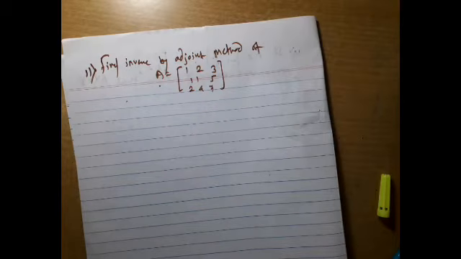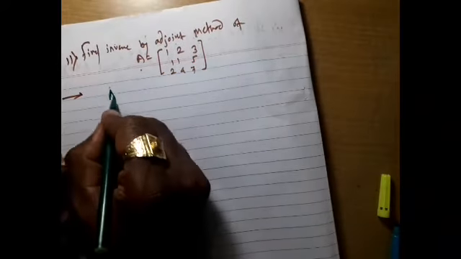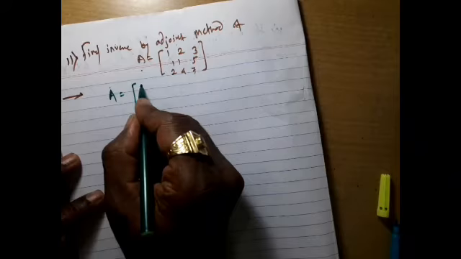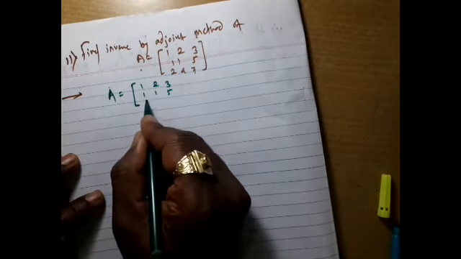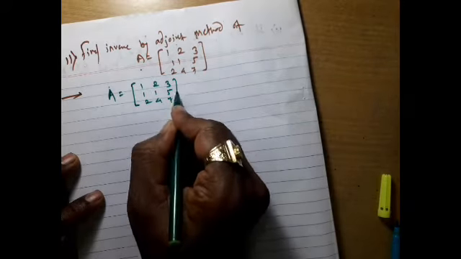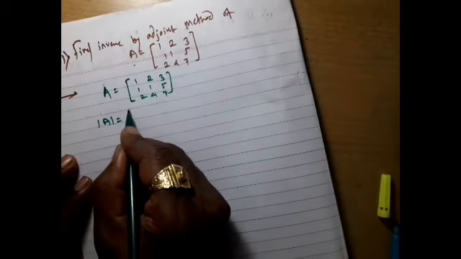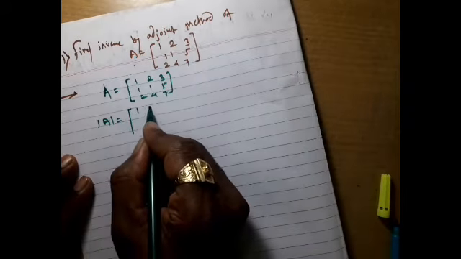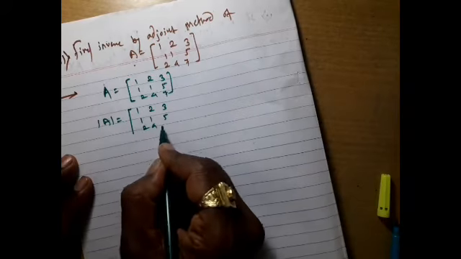Next example, find inverse of a matrix by using adjoint method. So determinant, what is given? Given A is equal to 1, 2, 3, 1, 1, 5, 2, 4, 7. So firstly we will find determinant of A, which is 1, 2, 3, 1, 1, 5, 2, 4, 7.